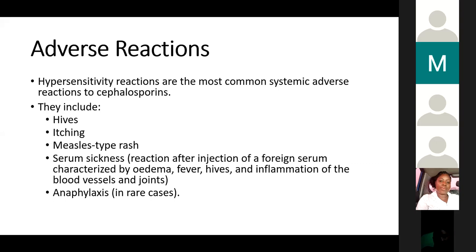Hypersensitivity reactions are also very common with cephalosporins. You can have itching, hives, a measles-type reaction, serum sickness, and anaphylaxis. Anaphylaxis is a severe allergic reaction whereby there's difficulty breathing, wheezing, and throat constriction. It's similar to an asthmatic attack.